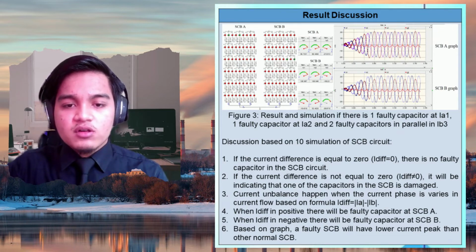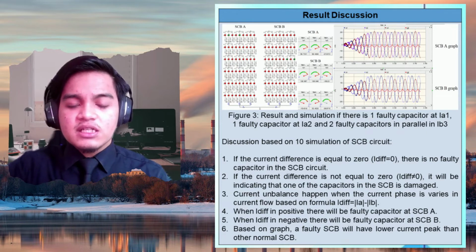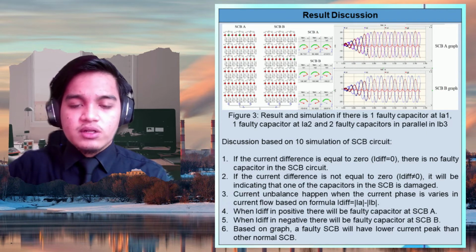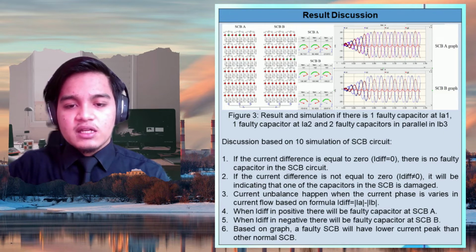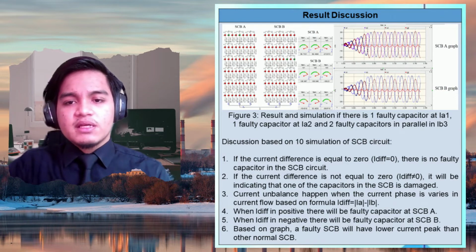And now, by referring to figure 3 in this poster, the circuit has one faulty capacitor at IA1, one faulty capacitor at IA2, and two faulty capacitors in parallel in IB3. The current difference is equal to negative 36.97 ampere, because IA is 16.43 ampere while IB is 53.40 ampere. If we subtract that, we will get the I difference.